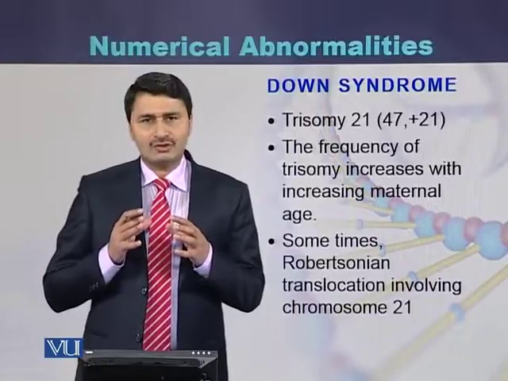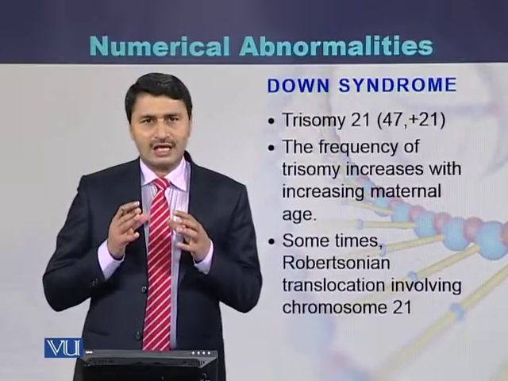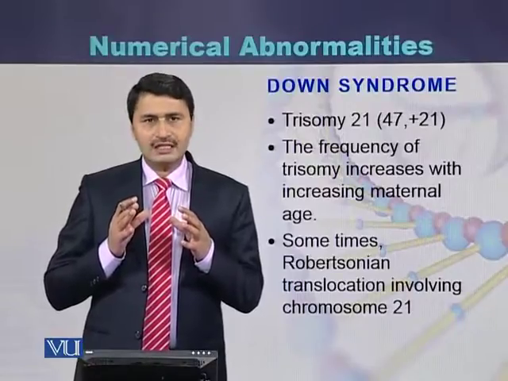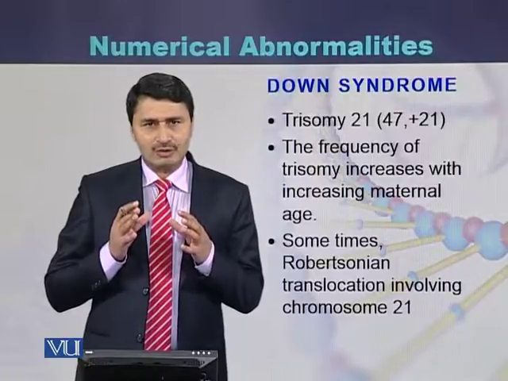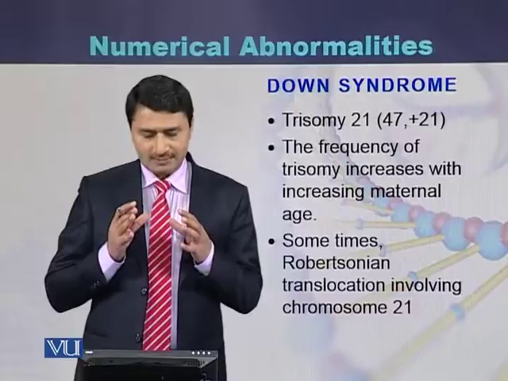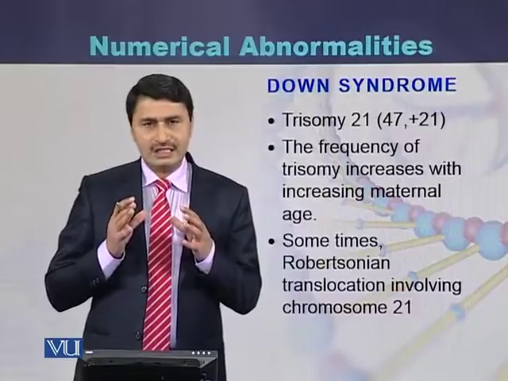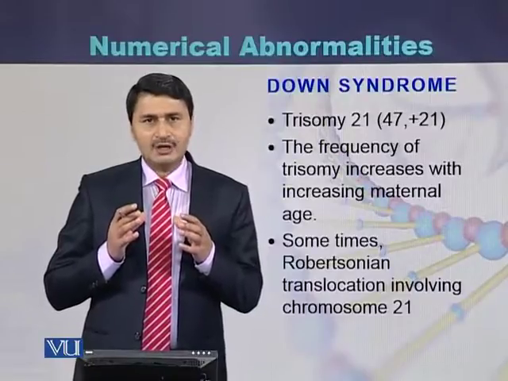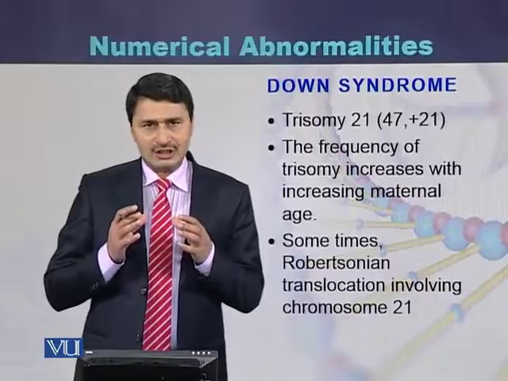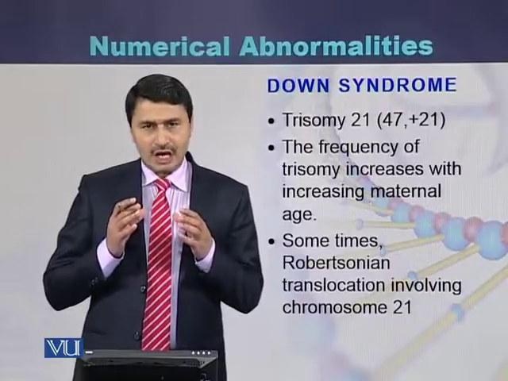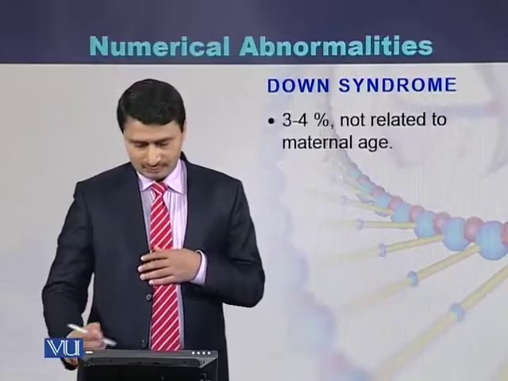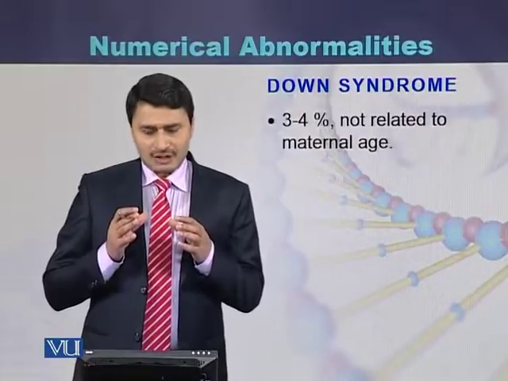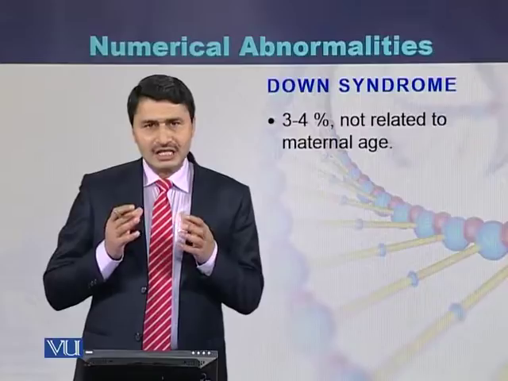Down syndrome is an example of trisomy, that is a numerical change of the chromosomes. Trisomy is due to one additional chromosome, that chromosome is 21. The frequency of trisomy increases when the age of the mother increases. Sometimes Robertsonian translocation also causes Down syndrome. There are 3 to 4% Down syndrome cases which are not related to maternal age.